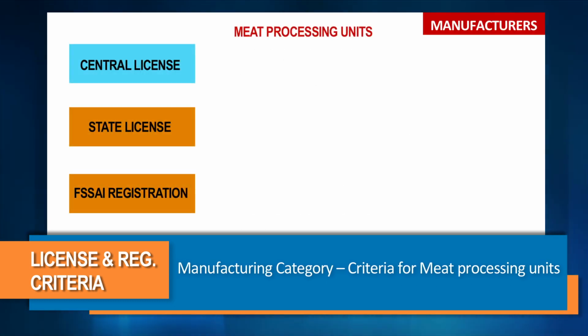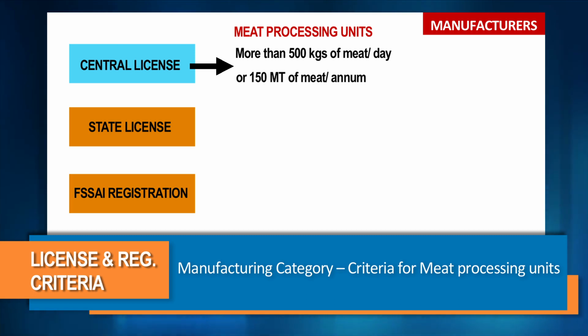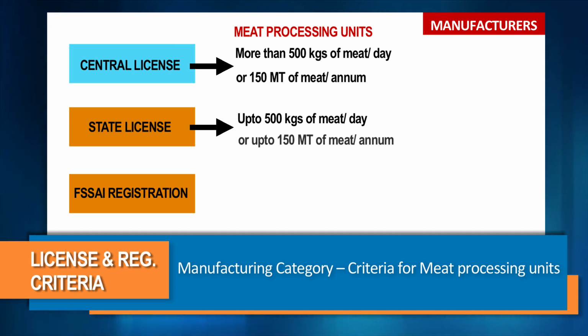The meat processing units handling more than 500 kg of meat per day or 150 metric ton of meat per annum falls under central license category. If handling up to 500 kg of meat per day or up to 150 metric ton of meat per annum falls under state license category, and with a turnover up to rupees 12 lakhs per annum falls under registration category.